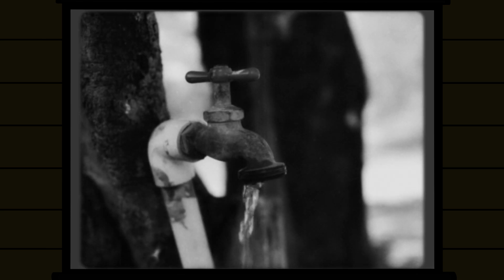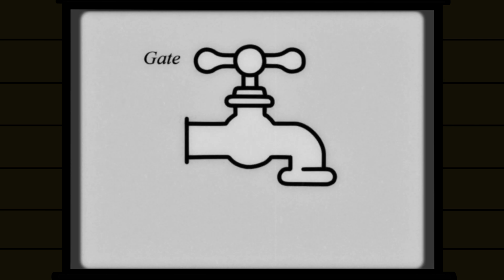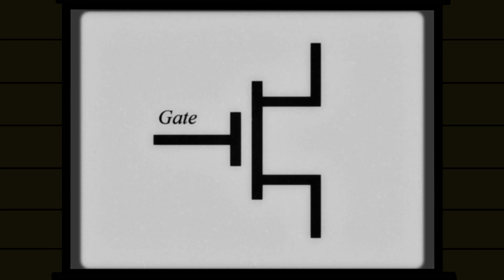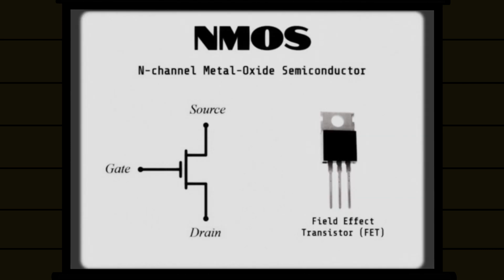You can kinda think of the transistor as a water valve. When the gate of the transistor has no voltage, electrons will not be able to flow through the transistor like a closed valve. However, if you give the gate of the transistor a positive voltage, the electrons will be able to flow through the transistor like an open valve. This type of transistor is known as an NMOS.